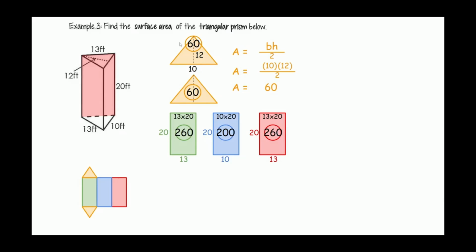Now we have the area of all 5 sides, the 2 bases and the 3 rectangular sides. What we're going to do is add them all up. 60 plus 60 plus 260 plus 200 plus 260, and that's going to get you 840 feet squared. And that's our final answer.